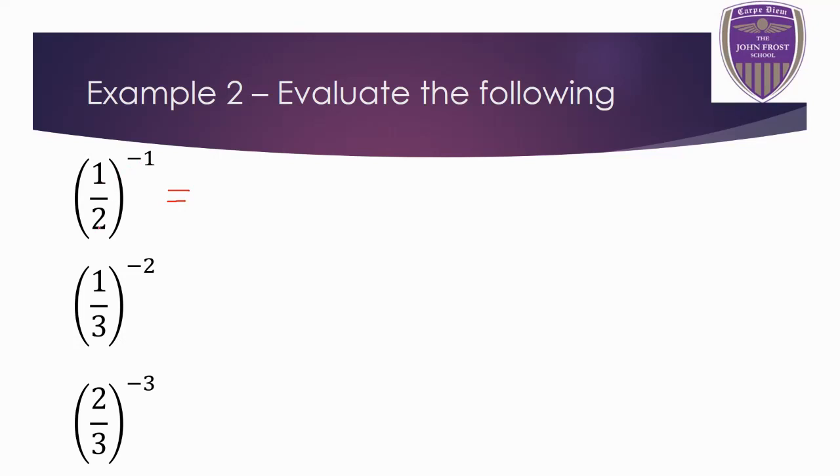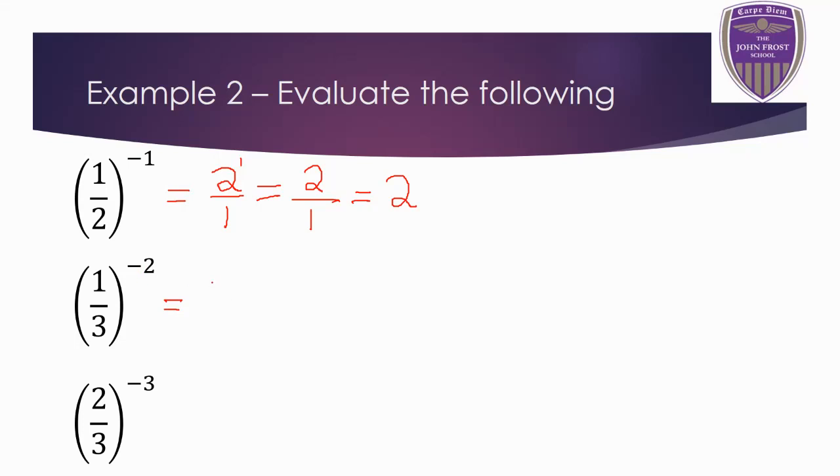To evaluate a half to the power of minus 1, to do the negative part of the indices, I need to flip the fraction. So that's going to flip to 2 over 1. And I'm still going to apply that power of 1 to the 2, which just means 2 times itself once. So that is 2 over 1, which is 2, because 2 over 1 means 2 wholes. Nice and easy. For this one here, we've got 1/3 to the power of minus 2.